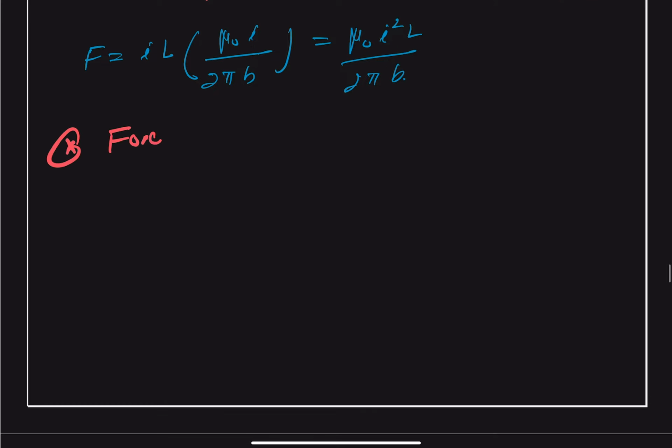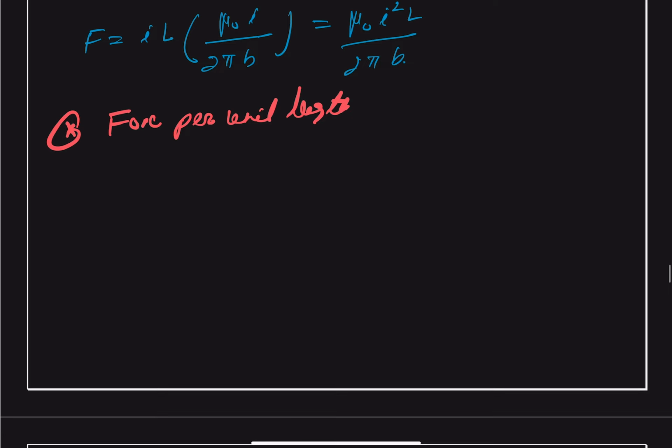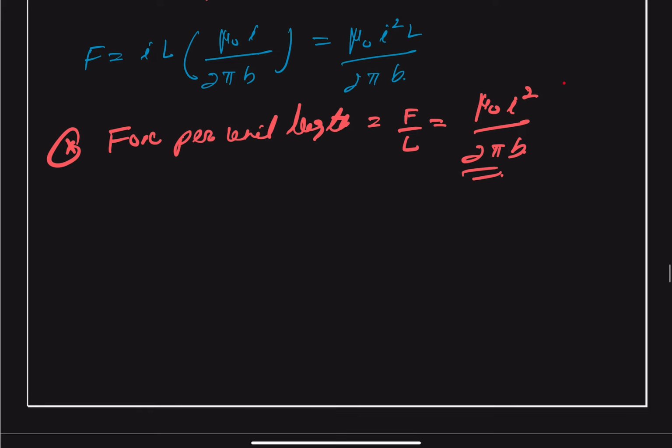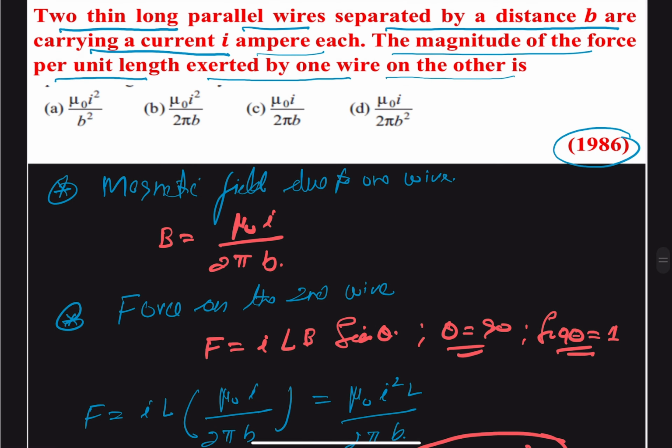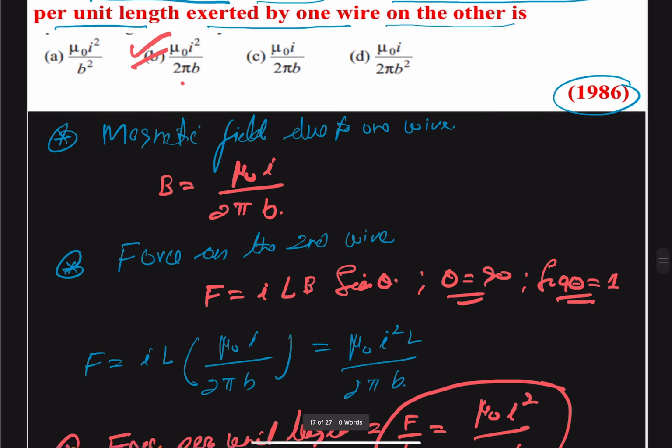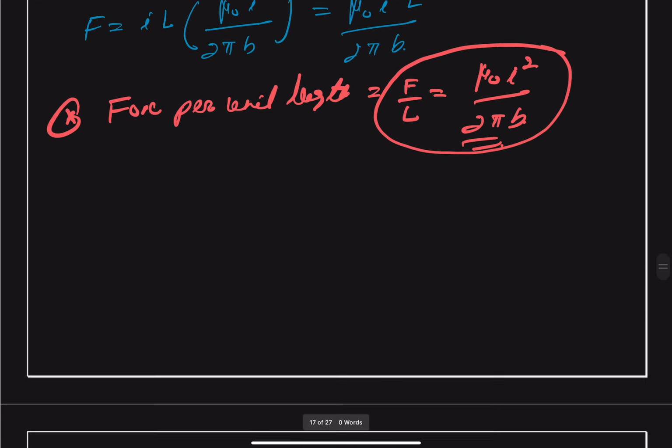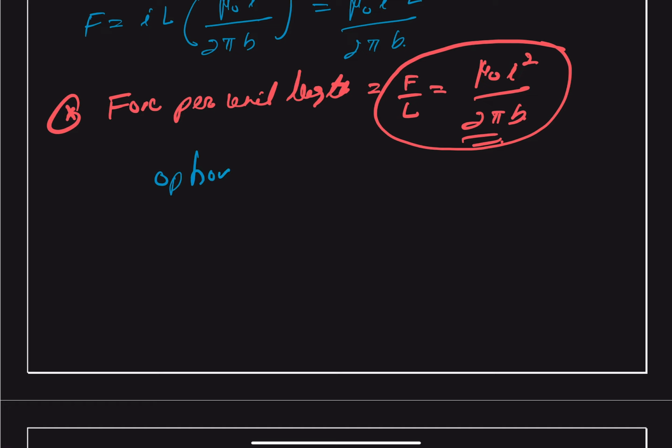Force per unit length, that is F upon L, will be equal to mu naught I squared upon 2 pi b. So this is our final answer, and the option mu naught I squared upon 2 pi b, option B, is the correct one. Option B is correct.